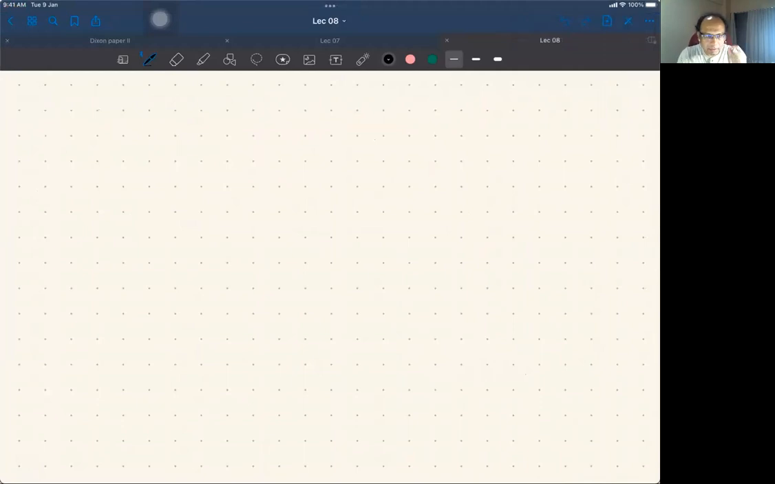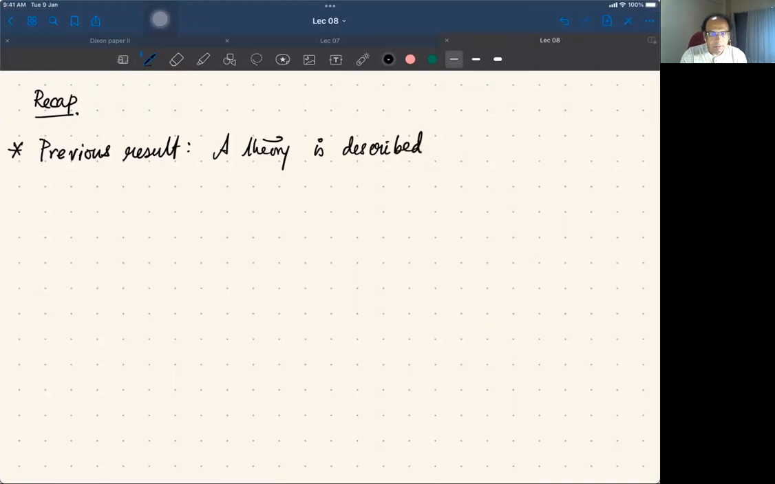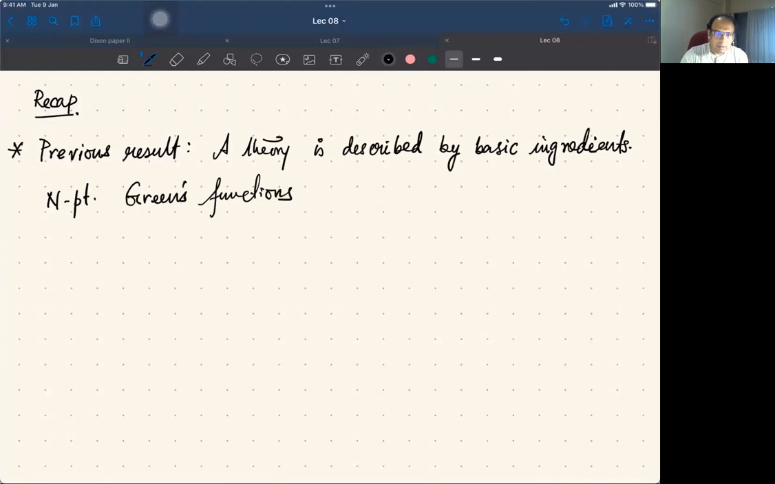So let me begin by recapping some previous results. We are considering a scenario where a theory is described by certain basic ingredients, which are the n-point Green's function, denoted as Gn, with n points in the argument.